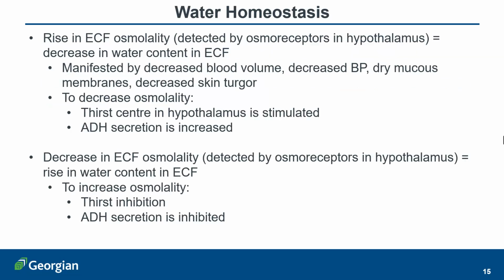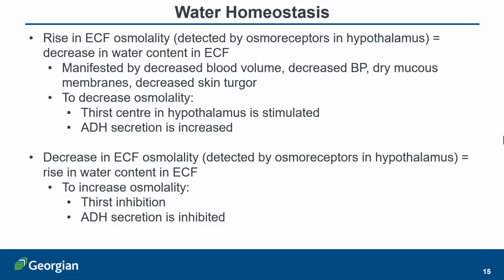Let's discuss water homeostasis in more detail. When there's a rise in ECF osmolarity, that's going to be detected by the osmoreceptors in the hypothalamus. Why would ECF osmolarity rise? Well, because there's a decrease in the water content in the ECF. For example, severe diarrhea causes increased water losses, and if that is not balanced by water intake, there's going to be a net decrease in the water content in ECF, leading to a rise in ECF osmolarity.